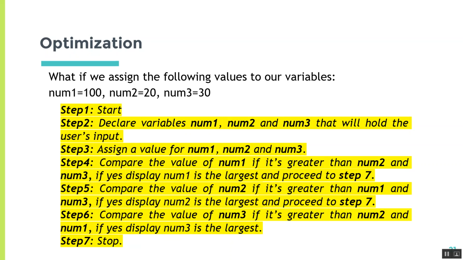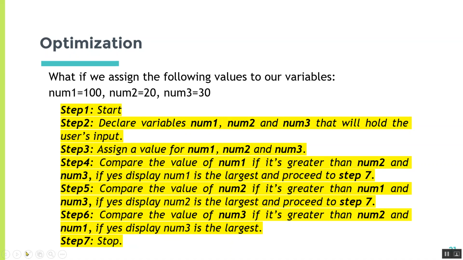After proceeding to step 7, we added those additional instructions for steps 4 and 5. We could still omit some instructions here. Compare the value of num1 if it's greater than num2 and num3. If yes, display num1 is the largest, and then proceed to step 7.